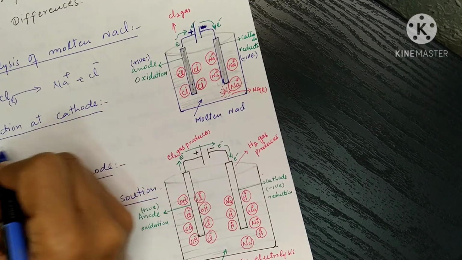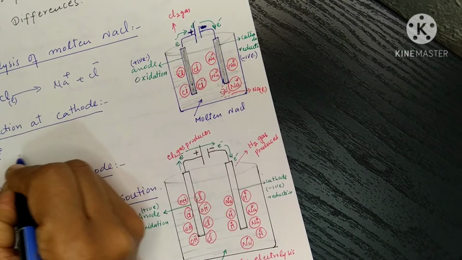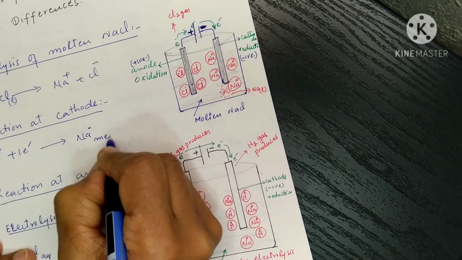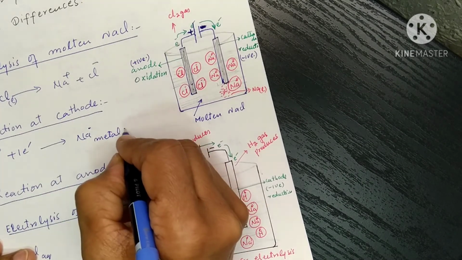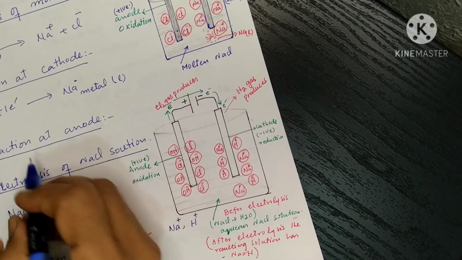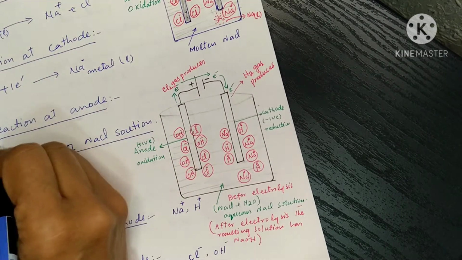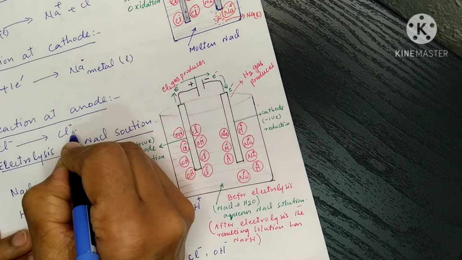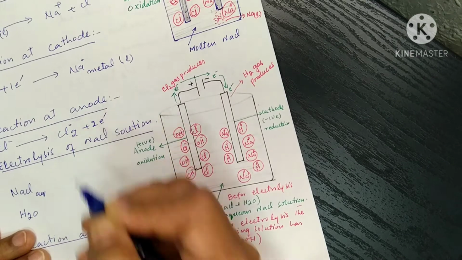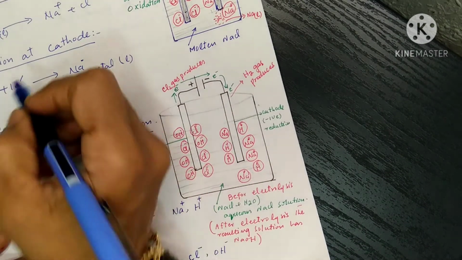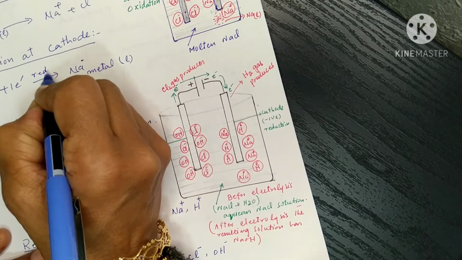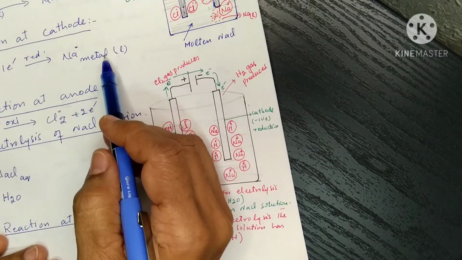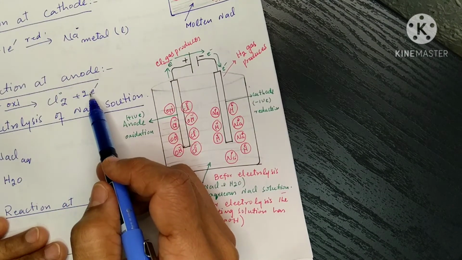The reaction at the cathode is like this: sodium positive will gain 1 electron and convert into sodium neutral metal in liquid form. At the anode, chloride ions will lose the electron and convert into chlorine gas. So at the cathode there is a reduction process, and at the anode there is an oxidation process. At the cathode the sodium atom will deposit, at the anode chlorine gas will produce.